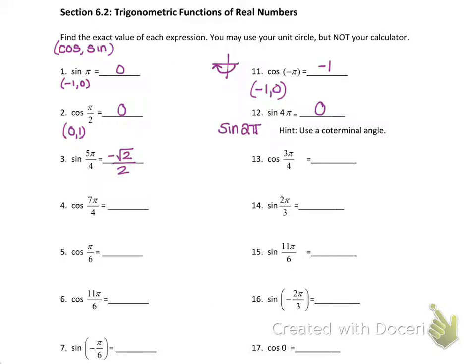Okay, so if we were to skip down, the last one I want to do is number 16. So if I did negative 2 pi over 3, you can approach this in 2 different ways. You could use coterminal angles and take negative 2 pi over 3 and add 2 pi to it, which is going to give you 4 pi over 3. So instead of going negative on the unit circle, you could just go all the way around to positive 4 pi over 3. But it is good to know that negative implies a direction.